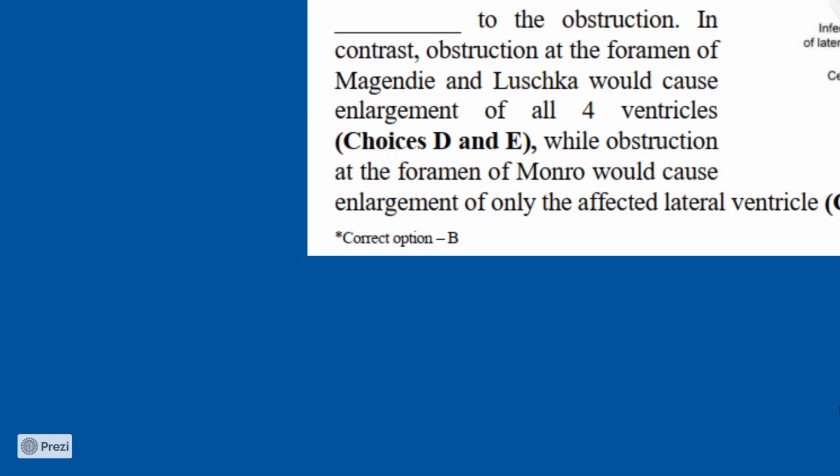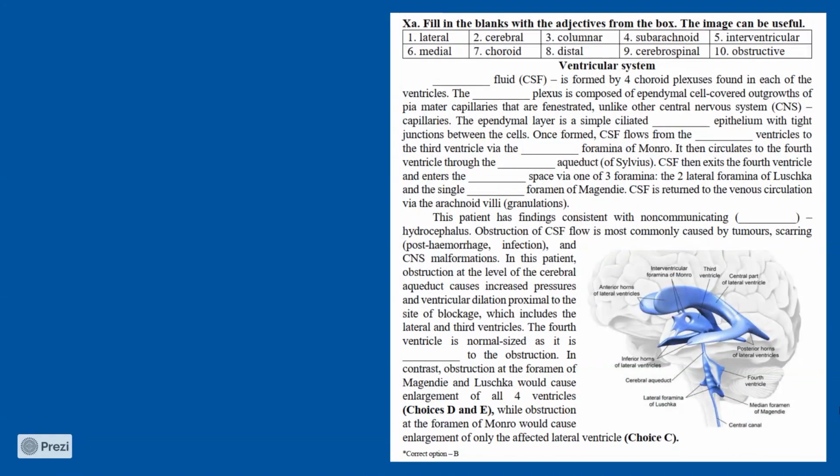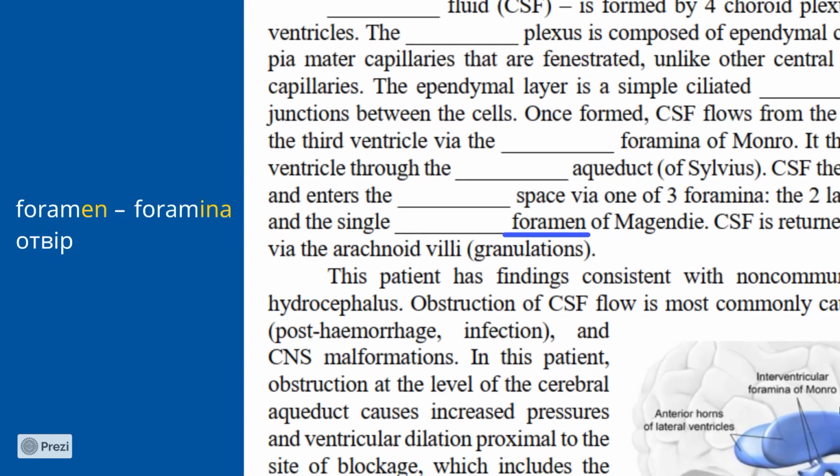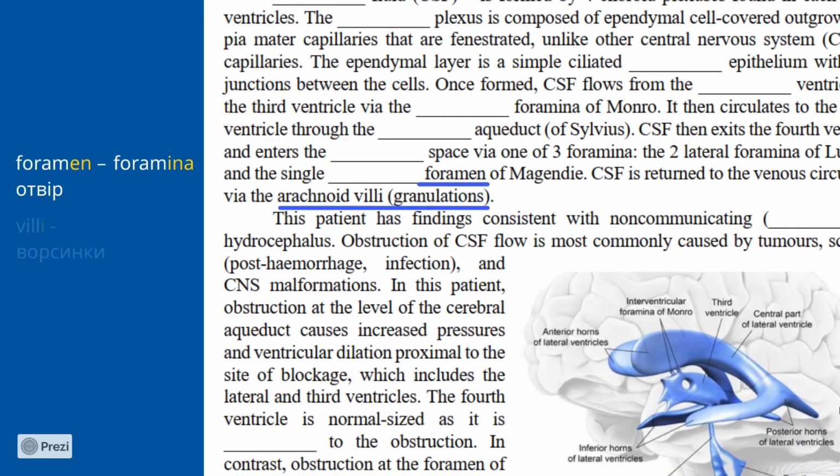In the exercise number 10a, you will find not only the description of the ventricular system, but also the explanation why this option is correct and others are false. I'd like to highlight several terms in this exercise. The Latin term foramen, otvir, has the plural form foramina. The word villi, vorsenki, is in the plural form, and the singular one is villus.